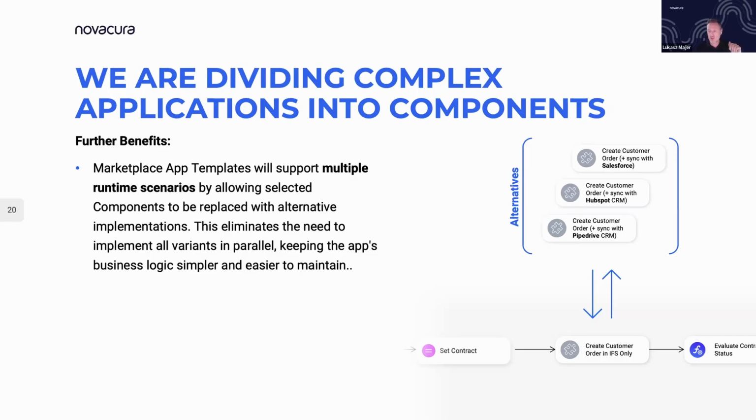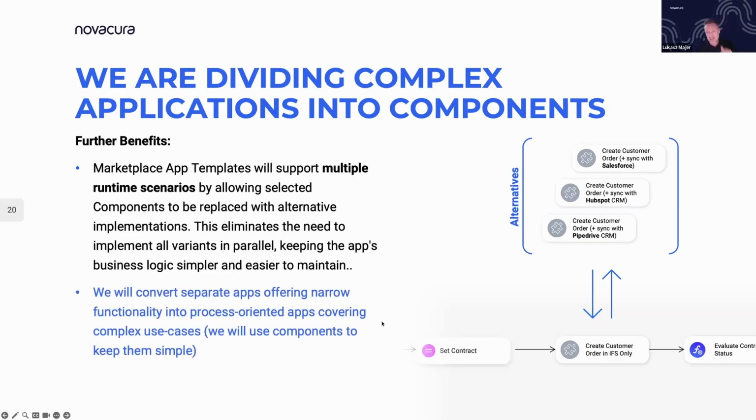With that approach, you can easily replace one component with its alternative, but the final application remains simple and clear to understand, because you don't have any unnecessary logic embedded in the application. You simply replace fragments that you don't need with the fragments you need. Last but not least, this approach, the componentized architecture, will enable us to build new versions of all our applications that will be process oriented.